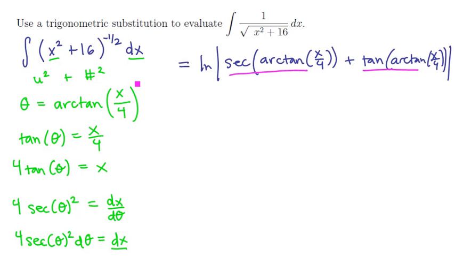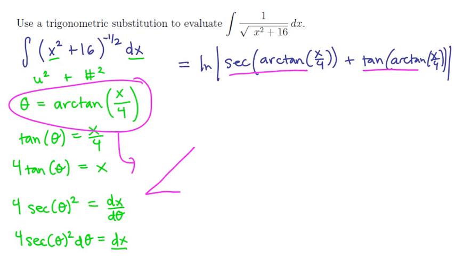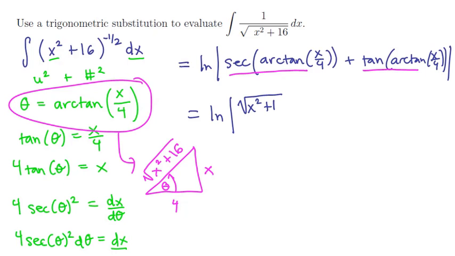These can always be simplified by drawing a triangle, and the triangle we need is the one from this right here. If theta is equal to the arctangent of x over 4, then with this reference angle, the opposite side should be an x, the adjacent should be a 4, and the hypotenuse should be the square root of x squared plus 4 squared. And notice that that's exactly the expression we started off with. Anyway, this is a natural logarithm. Now the secant should be the hypotenuse over the adjacent. So I have the square root of x squared plus 16 over 4. Plus the tangent is going to be the opposite over the adjacent, so x over 4.